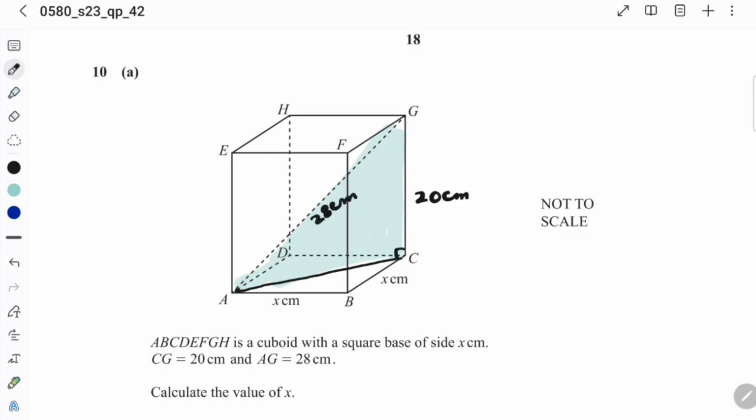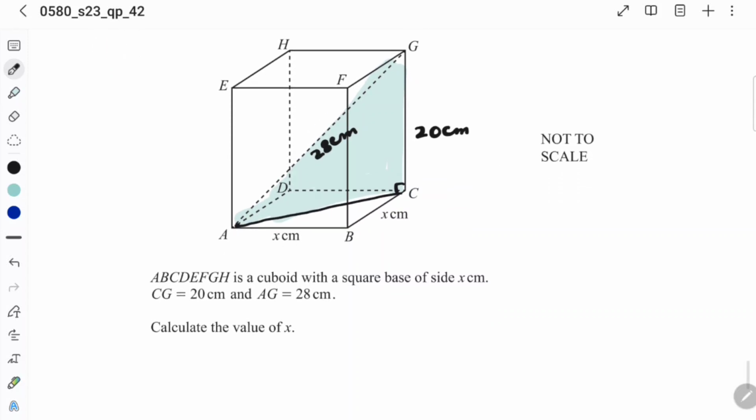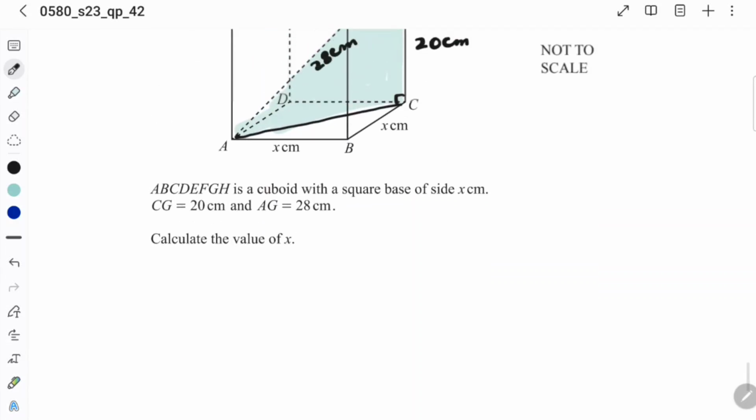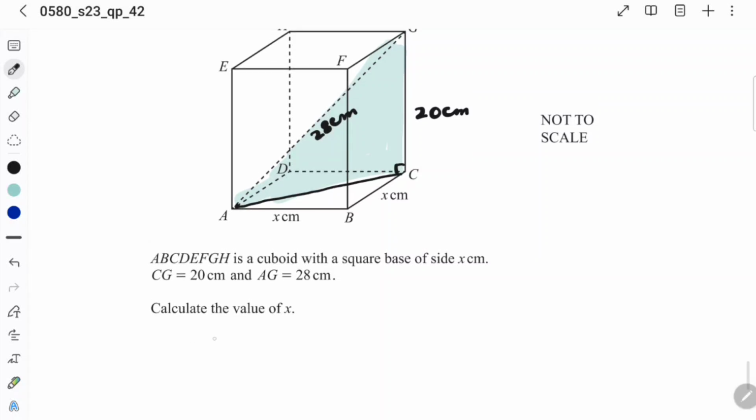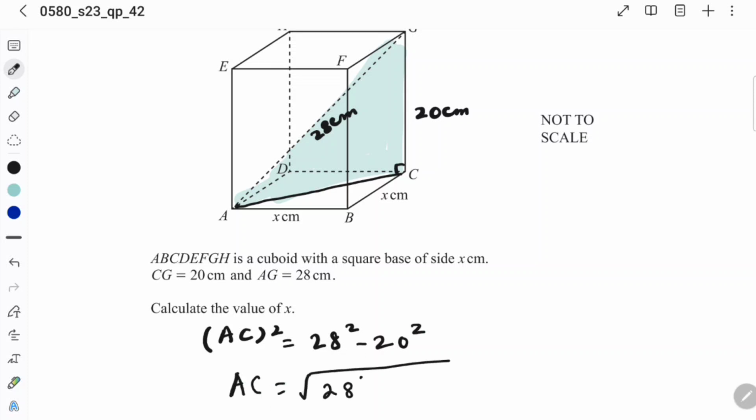If I just consider this right angle triangle, it's very easy for us to calculate the side AC with the help of Pythagoras theorem. It is a 4 marks question, so we'll work accordingly. AC square is equal to 28 square minus 20 square. So AC is equal to the square root of 28 square minus 20 square, which is equal to 8 square root 6. So this diagonal is 8 square root 6.